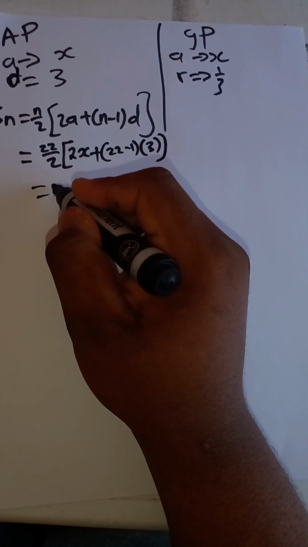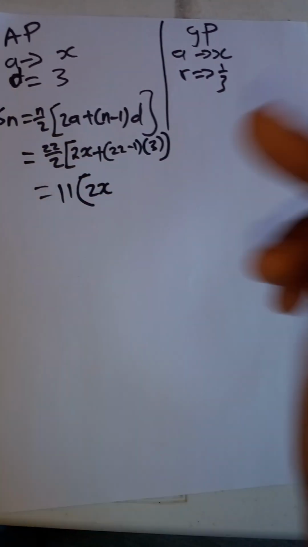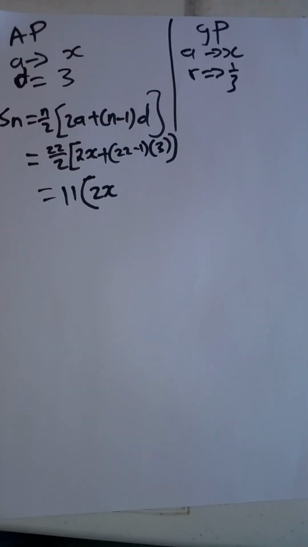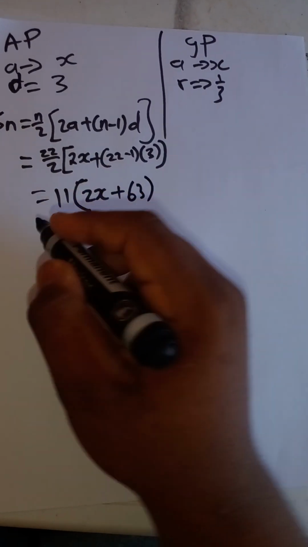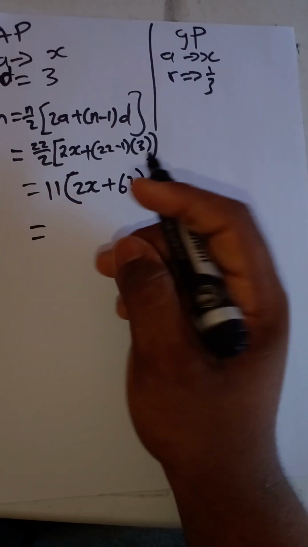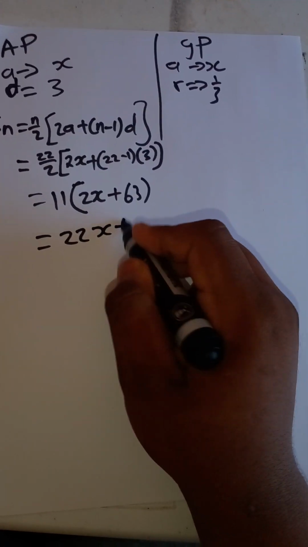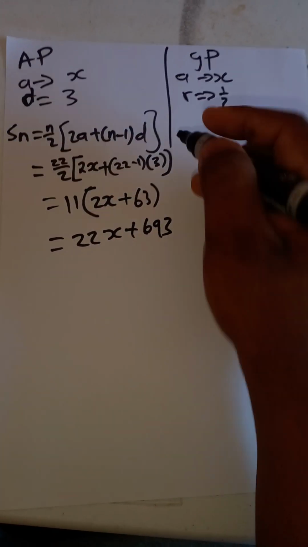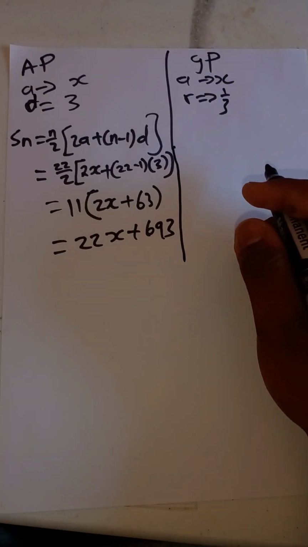And then now this is 11, and then 2x. 22 minus 1 is 21. 21 times 3 is 63. So plus 63. So this one, when I just finish off and multiply everything, I'll have 22x plus 693. Now we are done with the sum for the arithmetic one. Let's go to the geometric pattern.